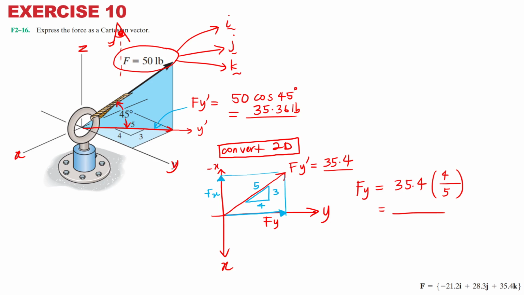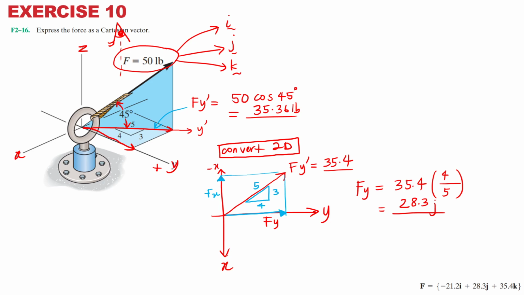Times 4 divided by 5. 28.3. 28.3. This value is J. And is it negative or positive? It's actually this one. So positive.